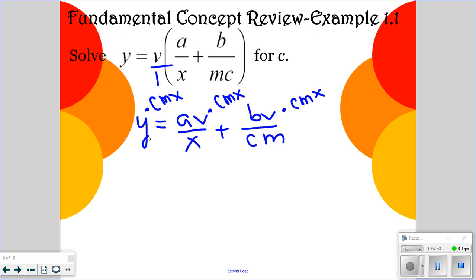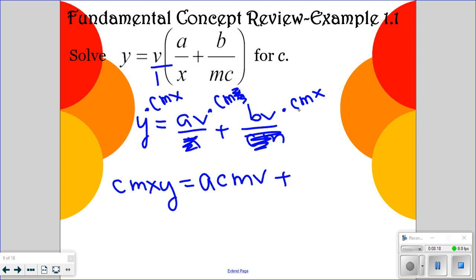On this first term, you'll notice that there is nothing in the denominator down here of the Y for it to cancel out. So the term is going to become CMXY. For this next term, the X's will cancel because there's one in the denominator and one in the numerator. And so the term is going to be ACMV. The next term, the C and the M will cancel. And so it'll be V, V, and X.